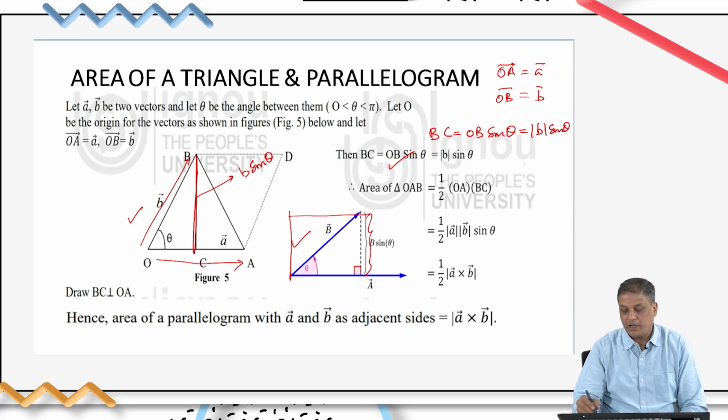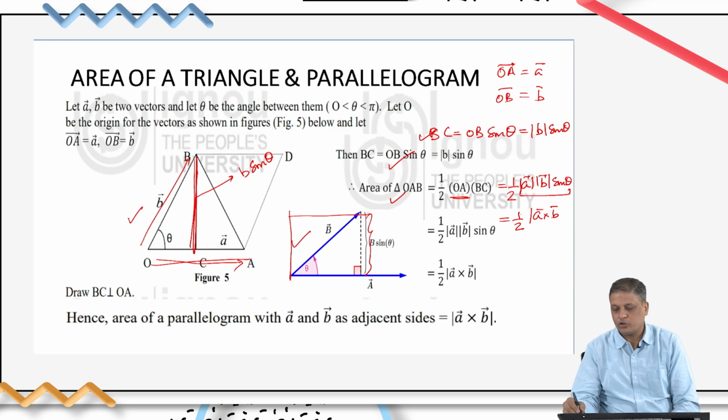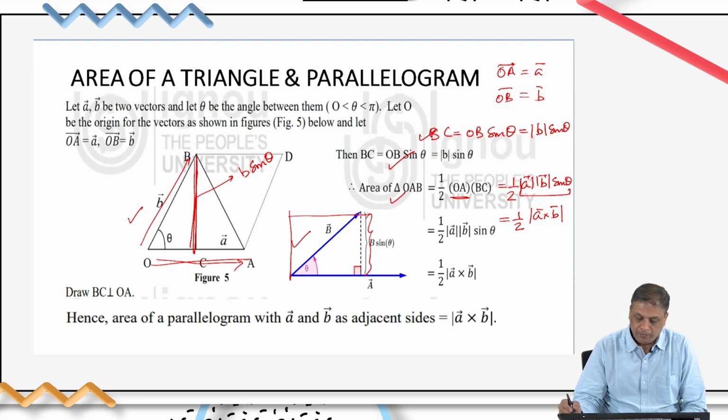And we know that the area of the triangle OAB is equal to half of base into height. What is base? Base is OA and height is BC. So, OA is nothing but vector A. So, that means half of magnitude of A vector, and what is height, that is BC, this is nothing but B vector into sin theta, and this is nothing but magnitude of A cross B. So, half of magnitude of A cross B will represent the area of the triangle AB.